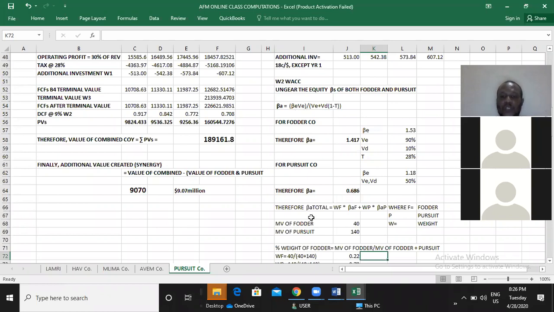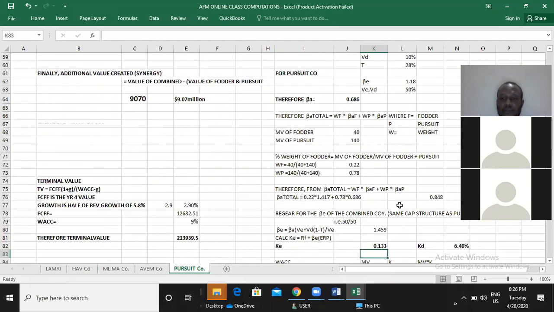And once we had gotten that, we were able to use something we've done before. So we get the beta asset of the total being the weight of one times its beta plus the weight of the other times that other's beta. And so combining those two things, we were able to calculate our beta asset of total.